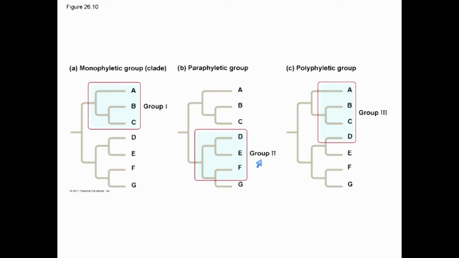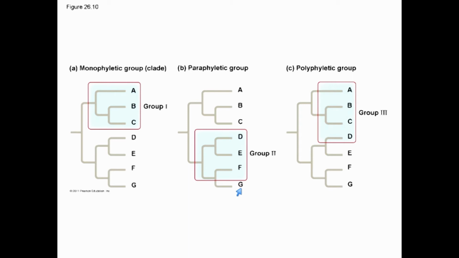Group 2 is a paraphyletic group. Here is the common ancestor. So we're going to branch and then branch again into D and E. The other branch point is going to branch into F, but there's another branch point here that's not included in this one, G. G is not part of group 2. It's considered to be a paraphyletic group.